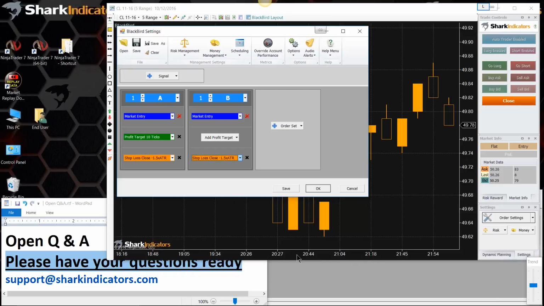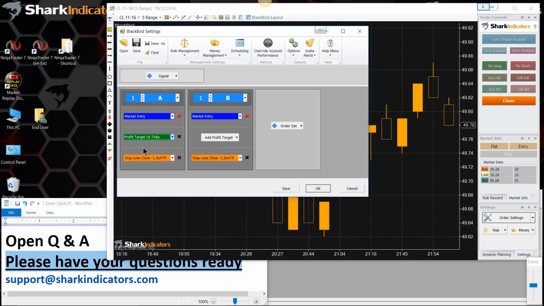Let me bring that up here. All right, so just to repeat RJ's question here. You've got trade one set up, and you could set up trade one to kind of mimic an ATM strategy if you wanted to. And then the real key to the question, I think, is he wants to use BloodHound as an exit for order set 2. So that's how you do that.